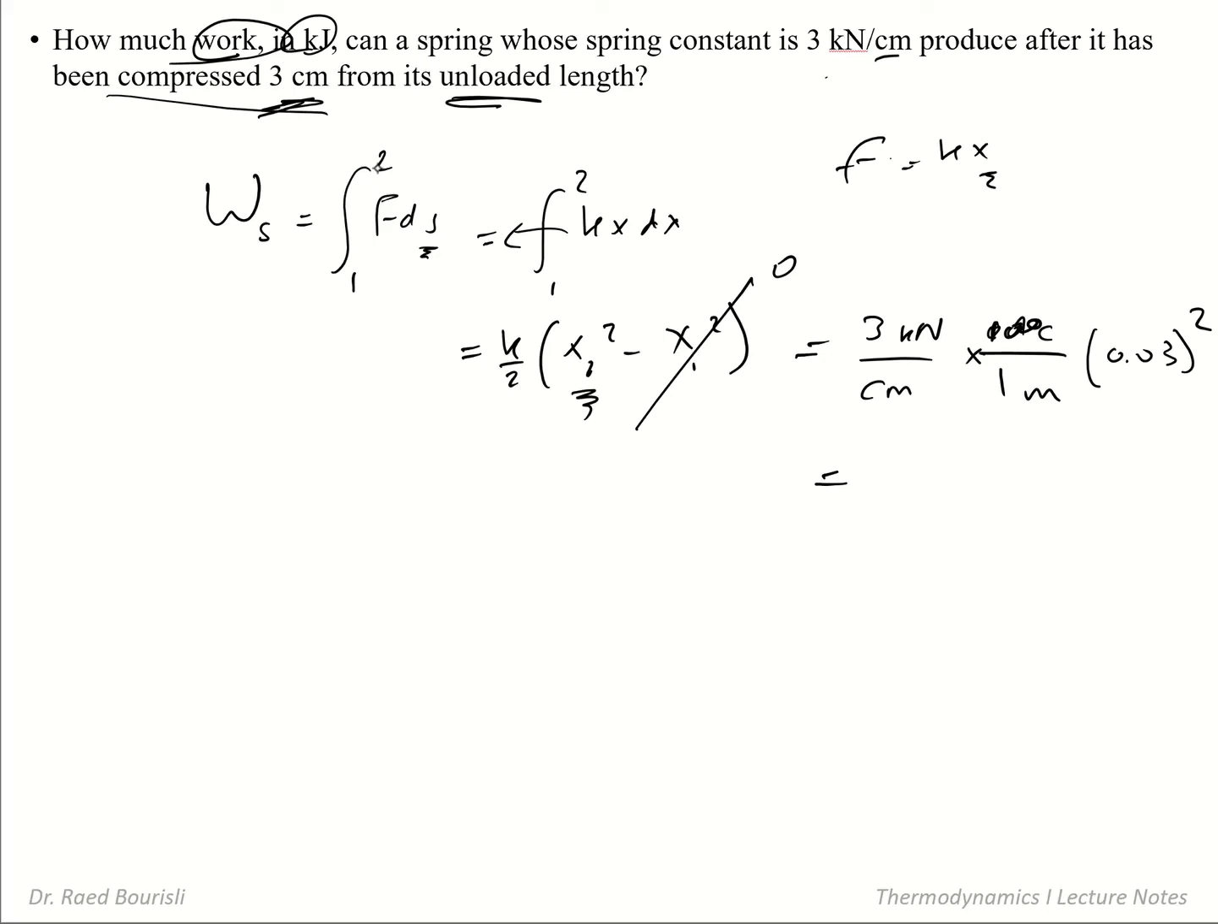So this is meter, and this I converted to meter by multiplying by 100. So 3 kilonewton per centimeter becomes 300 kilonewton per meter.